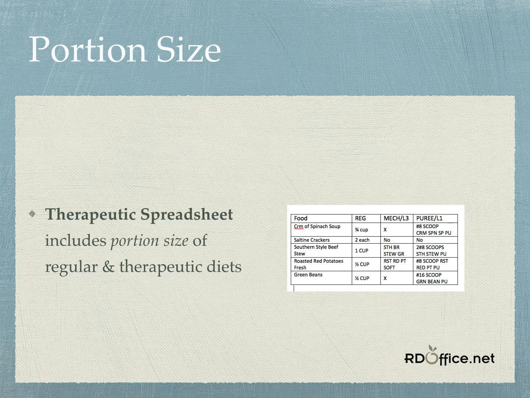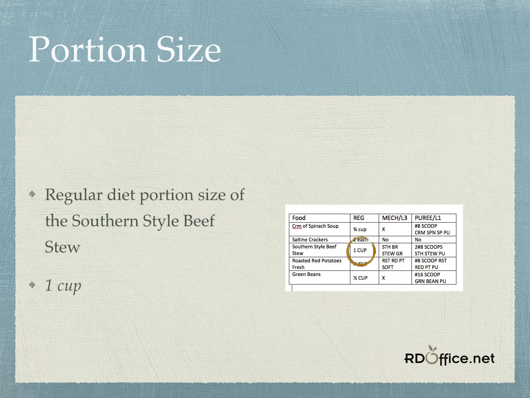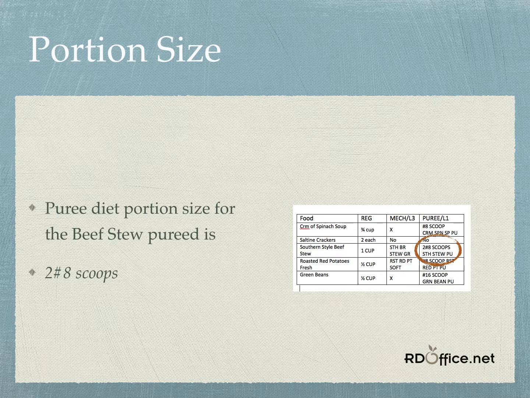In addition, the RD plans the therapeutic diets. So in our example, you can see a copy of a therapeutic spreadsheet, which includes portion sizes of both the regular and the therapeutic diets. Within the spreadsheet is the portion size of all foods to be served. So the regular diet portion size of the Southern style beef stew is 1 cup. These portions meet the nutritional needs of most residents. In this example, the puree diet portion for the beef stew pureed is 2 number 8 scoops.